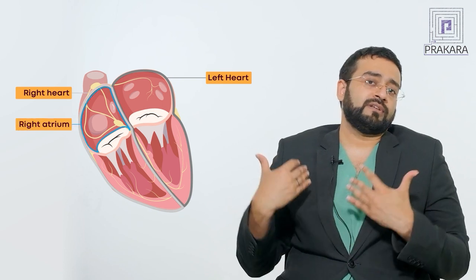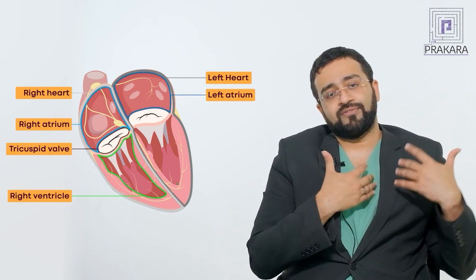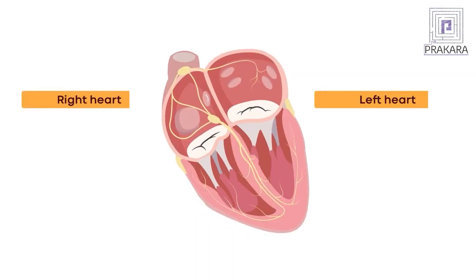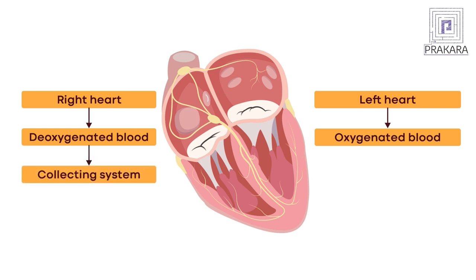Right heart consists of the right atrium, right ventricle separated by the tricuspid valve. Left heart is the left atrium, left ventricle separated by the mitral valve. Now, the right heart carries the deoxygenated blood and the left heart carries the oxygenated blood. So, the right heart is basically the collecting system where all the blood from the entire body, after it has got deoxygenated, comes back into the heart for oxygenation.